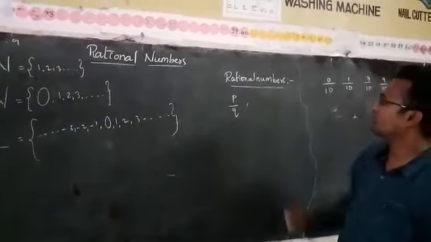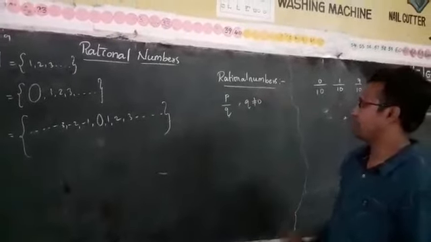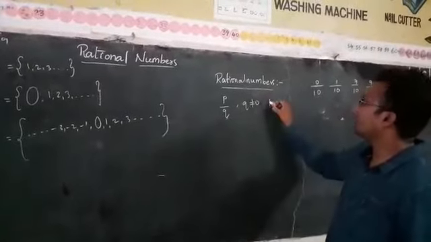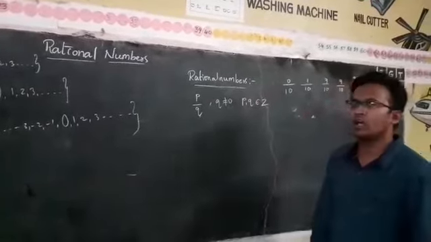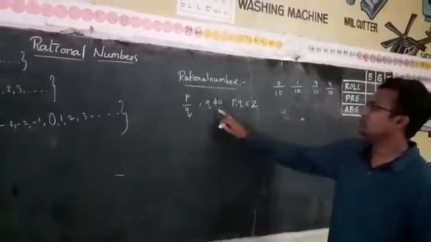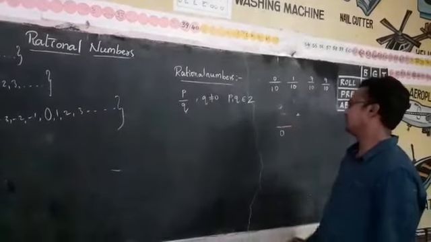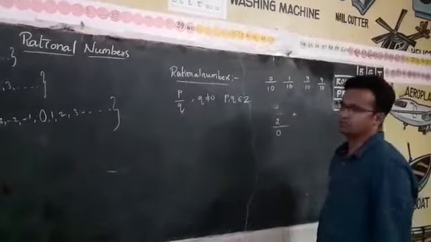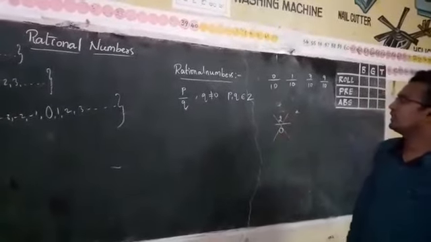Here what you should keep in mind is that q should not be equal to 0, and p, q, both the numerator and denominator, should belong to the integers. Why q should not be equal to 0? Suppose I didn't keep an exam, then it is not possible to get 2 marks. So this is wrong. That is, division by 0 is not defined.